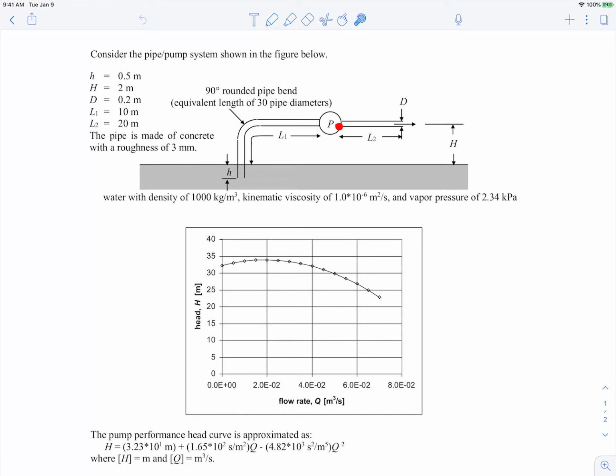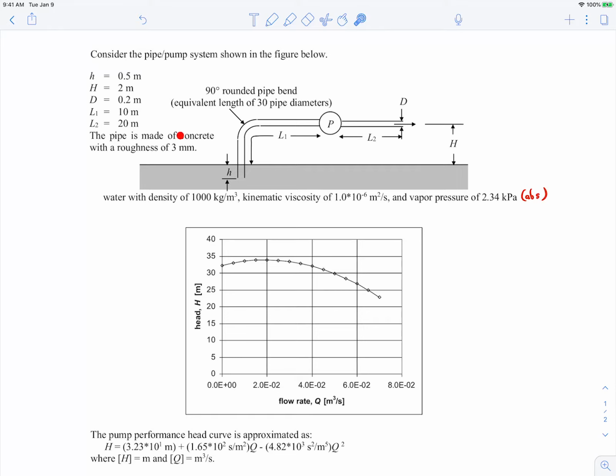And then it leads into a pump, which then goes into another pipe of a different length, and then it exits into the atmosphere, which is at a height capital H from the free surface. We're told we're dealing with water. We're also told the vapor pressure of water. This vapor pressure, by the way, would be an absolute pressure.